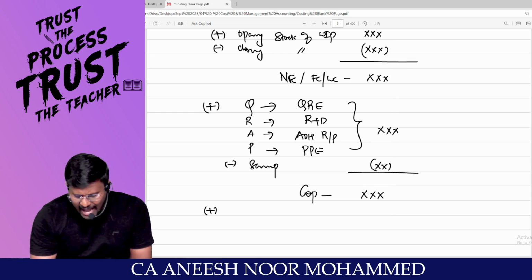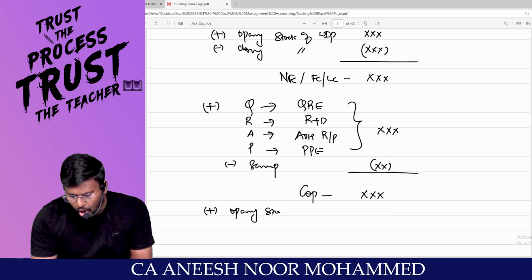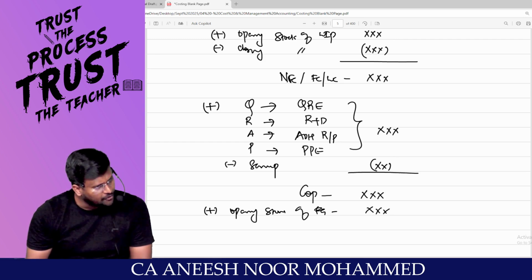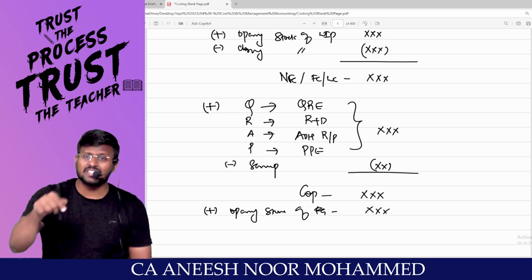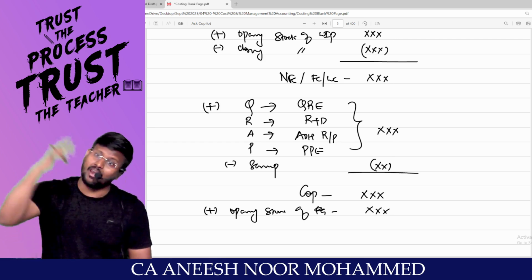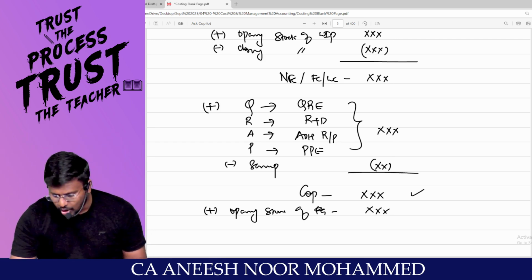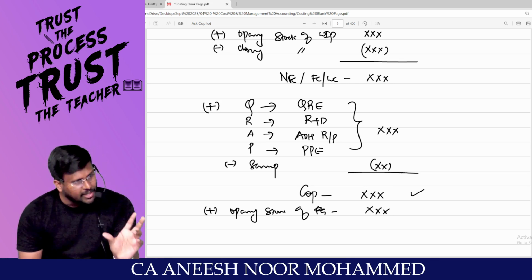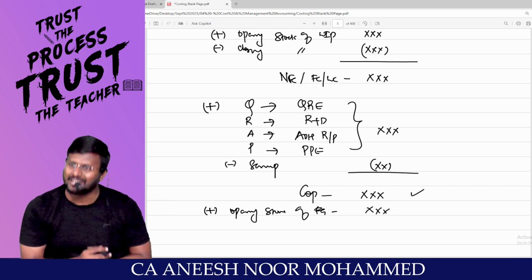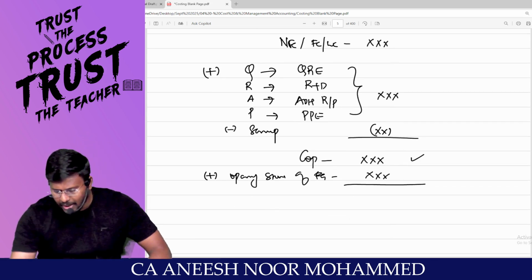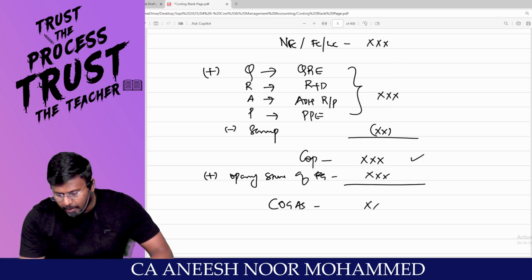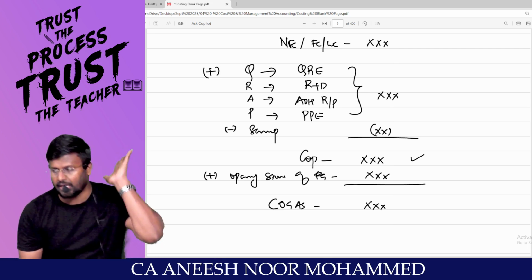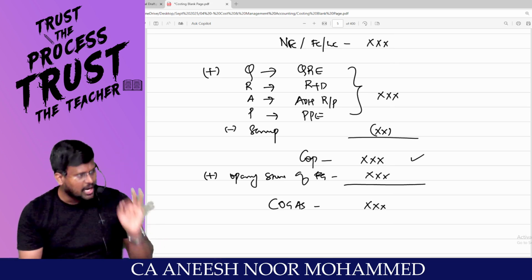Sir, add opening stock of finished goods. Is this cost incurred during this period or last period? This is the cost incurred during this period. This period may be 1 week, 1 day, 1 year or 1 month based upon the question. Correct? So I will be getting COGAS. I will be getting what? Cost of goods available for sale.